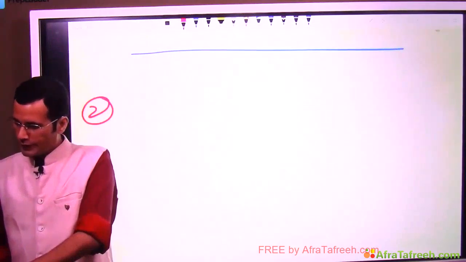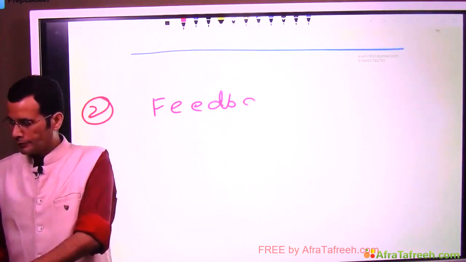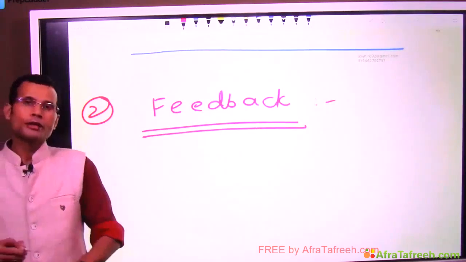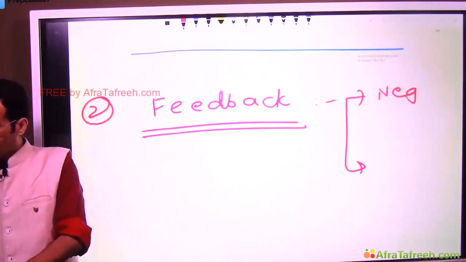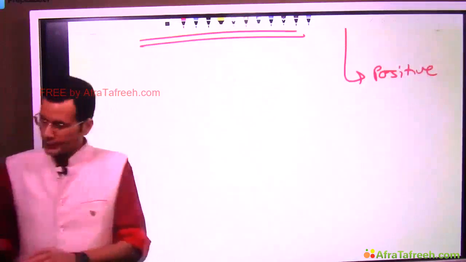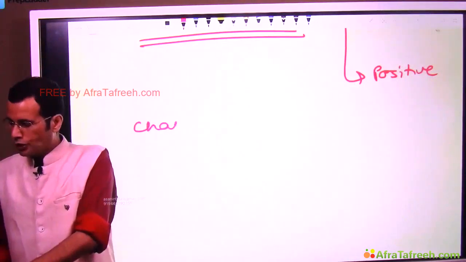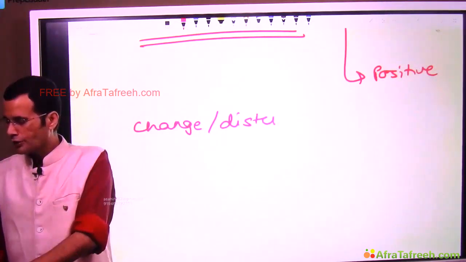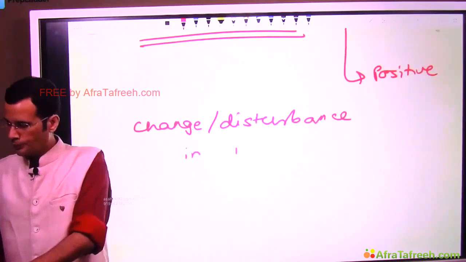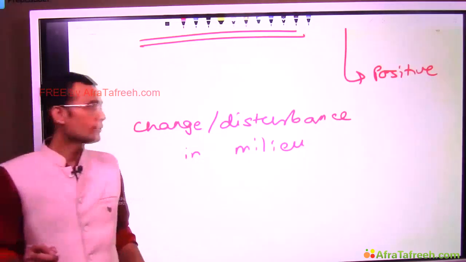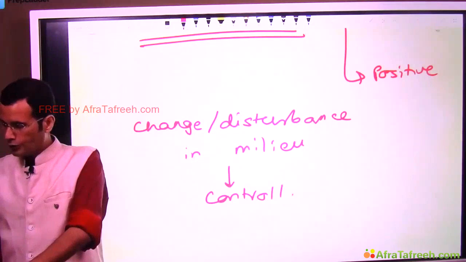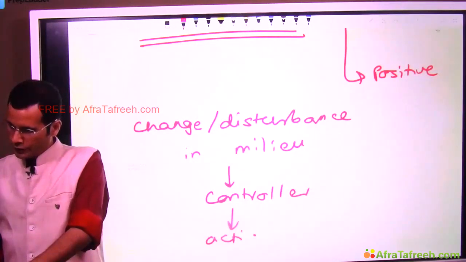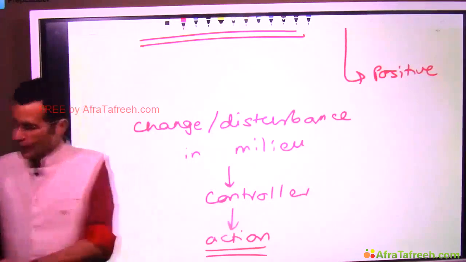Now let's come to the classic feedback mechanisms. Feedback homeostatic mechanisms. And as I mentioned, there are two types: negative feedback and positive feedback. First of all, what is a feedback? Change occurs, or let's say disturbance occurs in the milieu, in the control variable. The control variable is changed. In fact, it is fed back to the controller, and then the controller takes the action, the desired action. So this is called feedback.